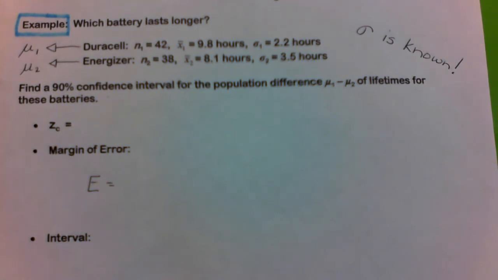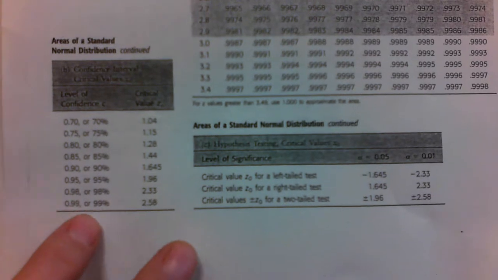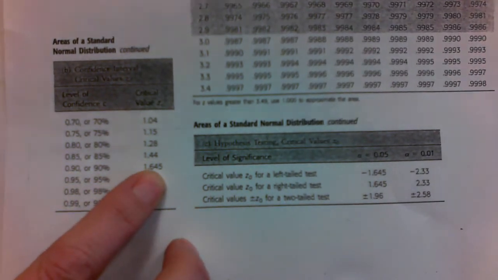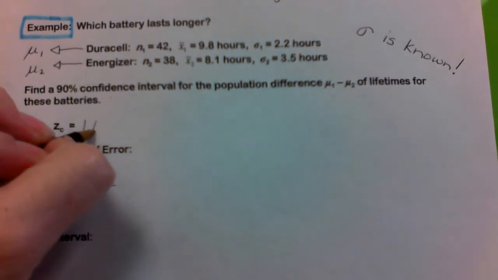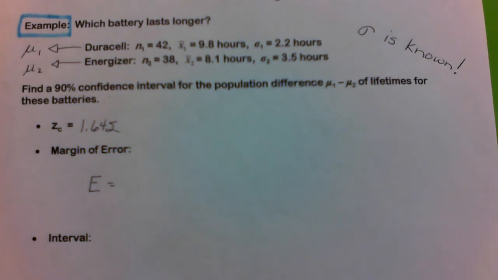This reads, find the confidence interval for the population difference of lifetimes for these batteries. Okay, so z sub c is what we use, 90%. So I'm going to use this small table. Here's 90%. So z sub c is 1.645. Now, here's the formula for my margin of error.